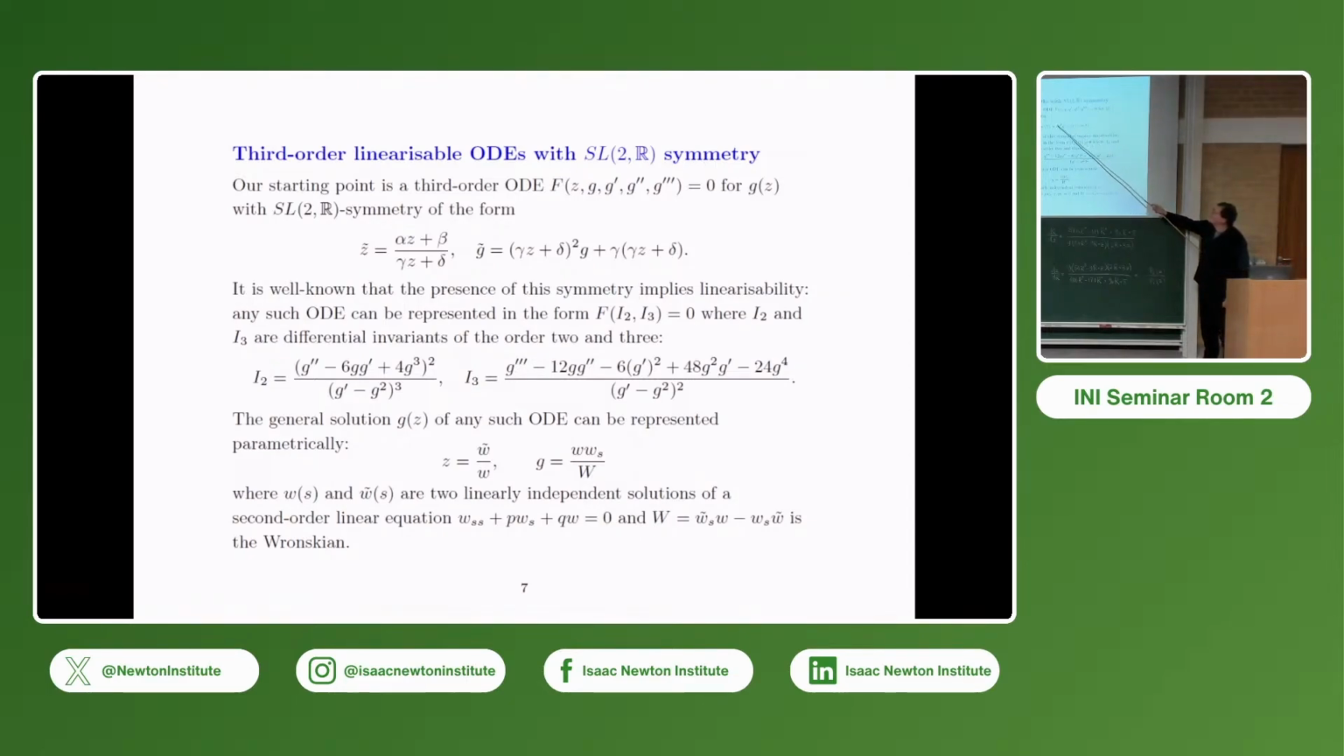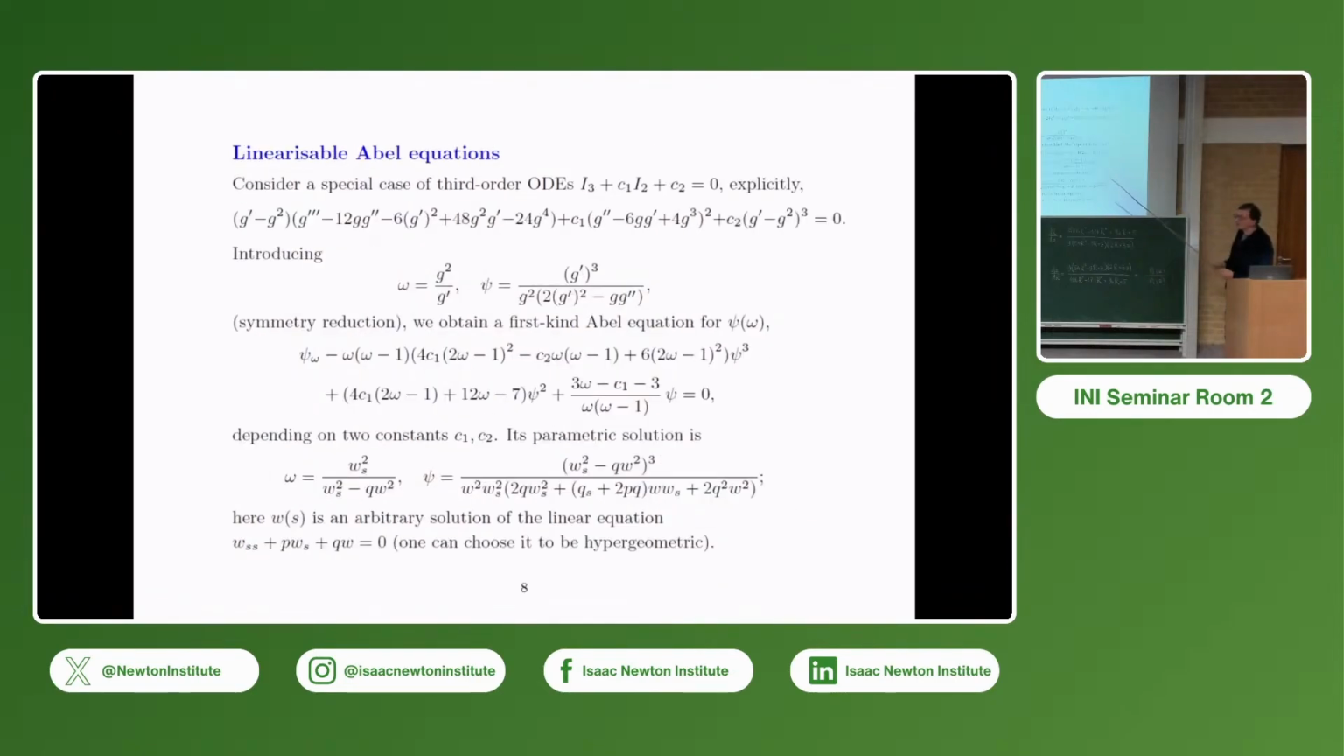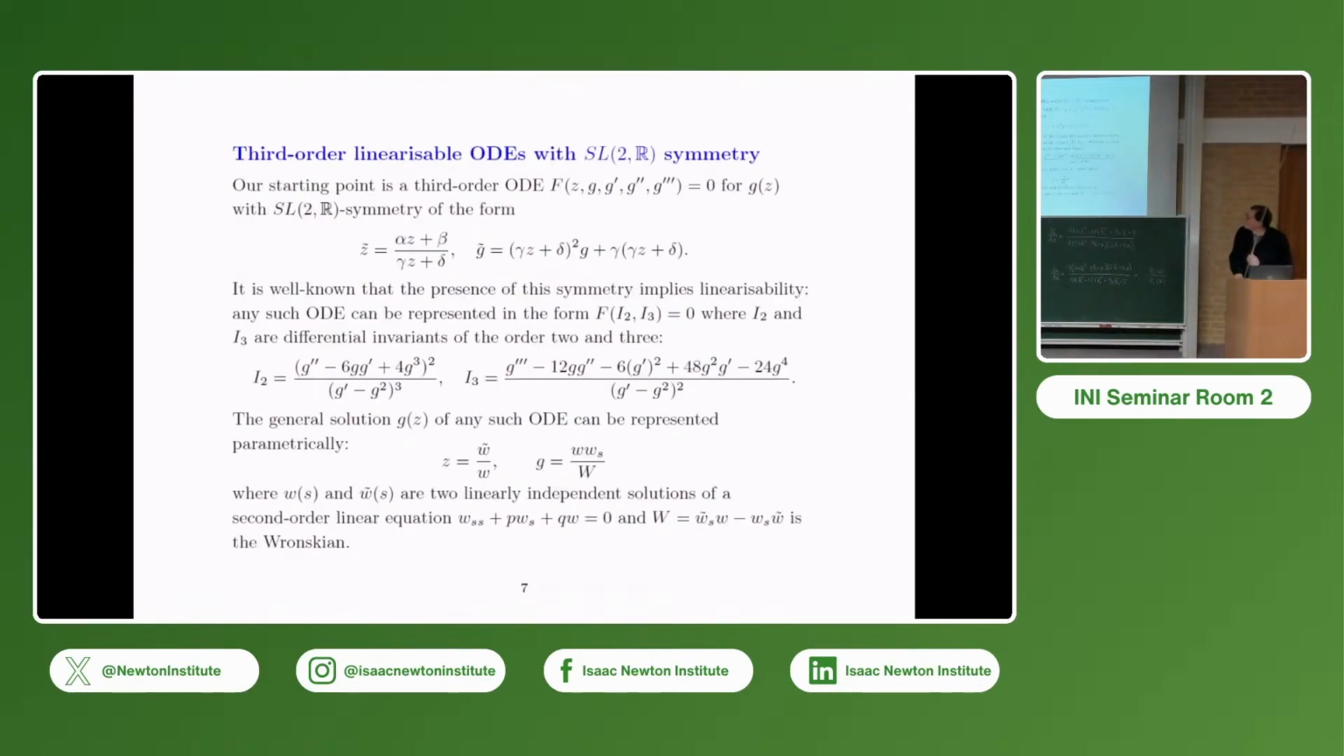Since the equation has this symmetry, it can be linearized by a universal procedure. There is a universal way to linearize all such ODEs, just due to the existence of this symmetry. And the procedure is as follows. The statement is, there exists a second order linear ODE with some coefficients P of S and Q of S, where S is an auxiliary variable, that can be efficiently reconstructed in terms of this original third order ODE.